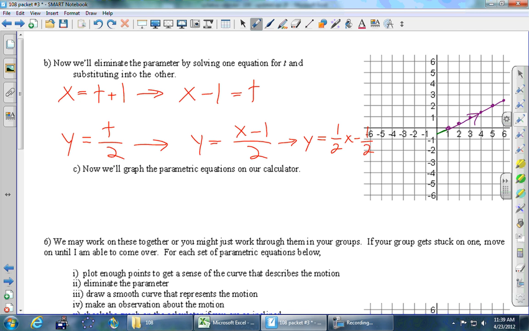Okay, so what we just did is something called eliminating the parameter. What letter is the parameter? t. It has been eliminated. We have only x's and y's. We're back to a normal looking xy equation. So that's how we eliminate the parameter. All right, so now we'll go to part C.